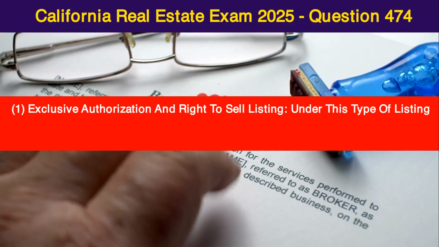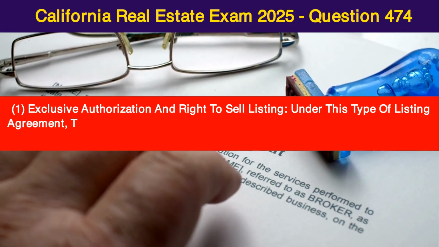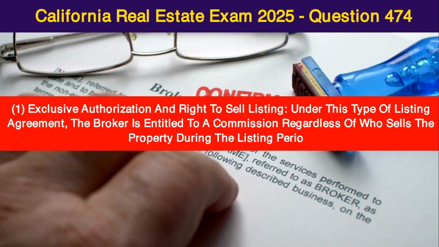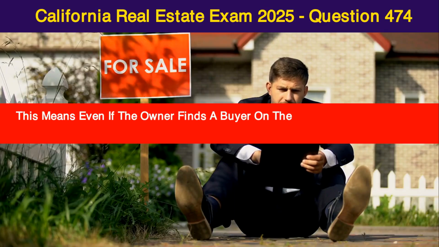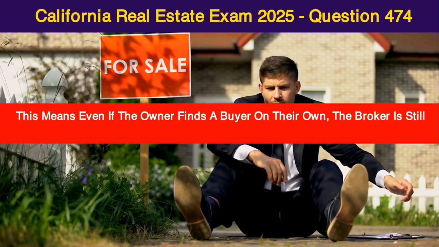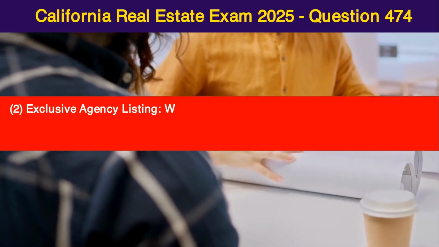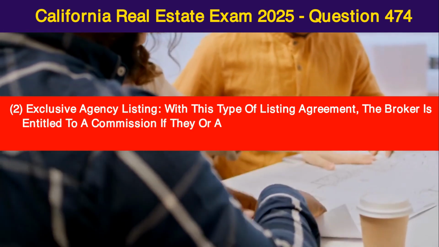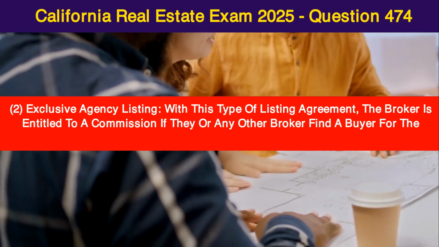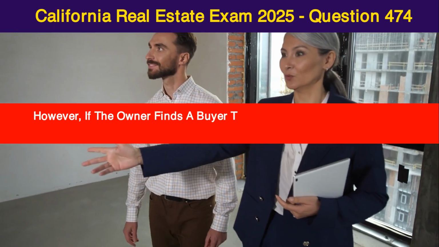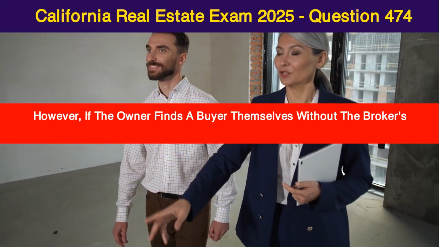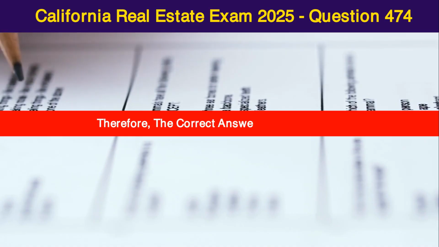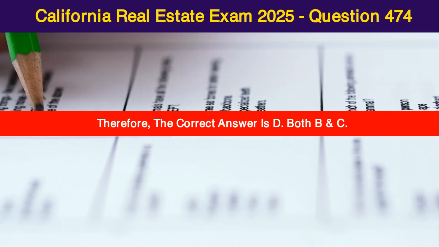1. Exclusive authorization and right to sell listing. Under this type of listing agreement, the broker is entitled to a commission regardless of who sells the property during the listing period. This means even if the owner finds a buyer on their own, the broker is still owed a commission. 2. Exclusive agency listing. With this type of listing agreement, the broker is entitled to a commission if they or any other broker find a buyer for the property. However, if the owner finds a buyer themselves without the broker's assistance, the broker is not entitled to a commission. Therefore, the correct answer is D. Both B and C.